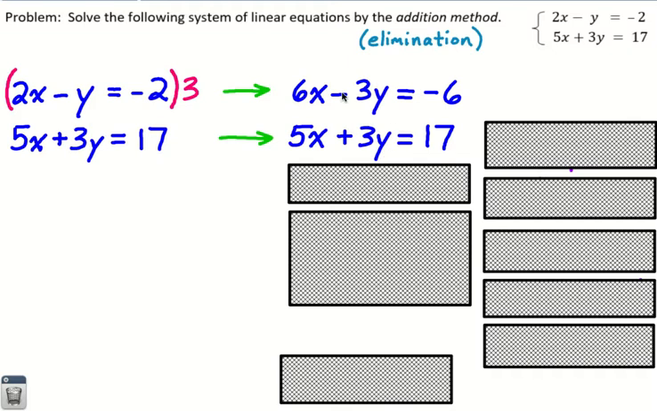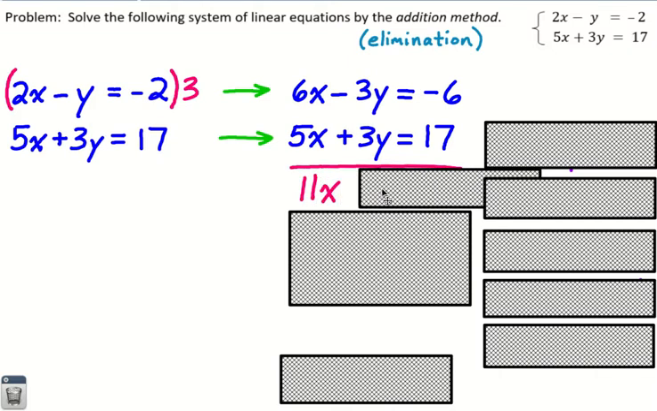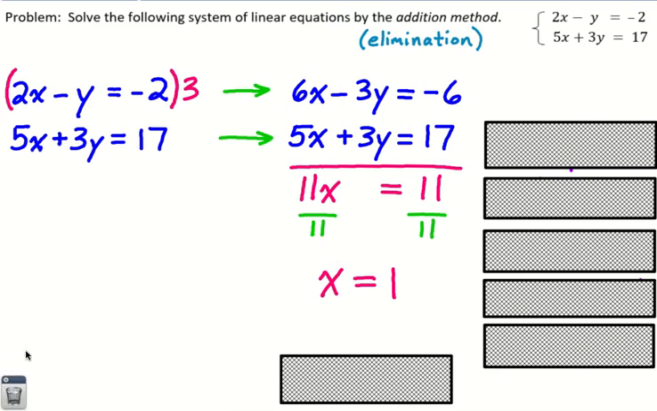And now that these two terms are perfect opposites, I'm going to add these entire two equations together, with them all being lined up and everything. So 6x plus 5x is going to be 11x. The y's cancel out as planned. And negative 6 plus 17 is positive 11. And now that I get this result, I can just solve for x real easy by dividing both sides by 11 and getting x equals 1.